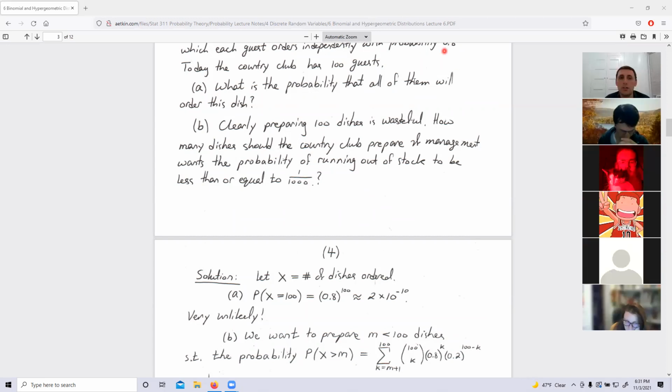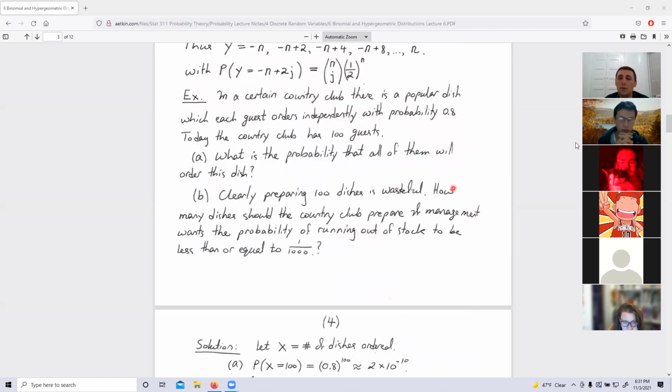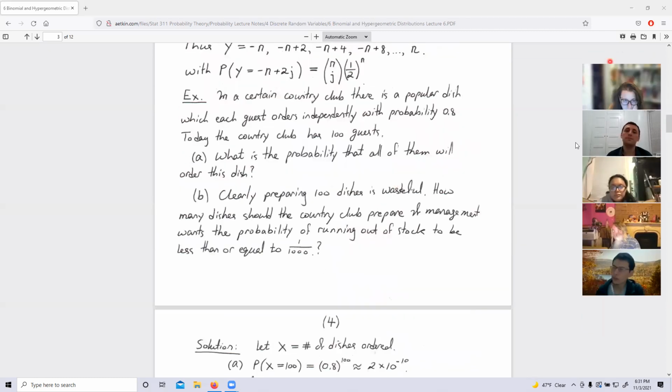Now, here is the question. How many dishes should the country club prepare if management wants the probability of running out of stock to be less than or equal to 1 out of 1,000? You understand? So sometimes, in 1 in 1,000 guests, they might say, oh, I'm so sorry, the dish is no longer available. So how many dishes must they have ready so that the probability of running out does not exceed 1 out of 1,000?